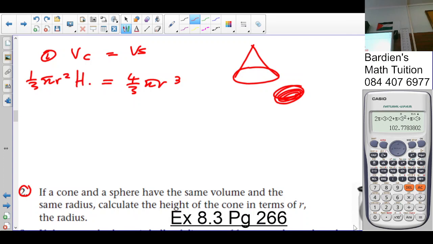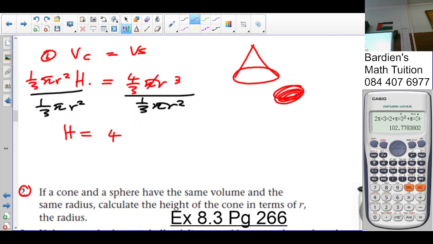So remember, what did they say here? Calculate the height of the cone in terms of r. So we must, in other words, make h the subject of the formula. So what I do is I divide both sides by a third pi r squared. That now gives us h on the one side is equal to 4 over 3 times a third, which is going to give you 4. The pi's cancel. r cubed over r squared is r. So h is equal to 4r. It's a nice question.